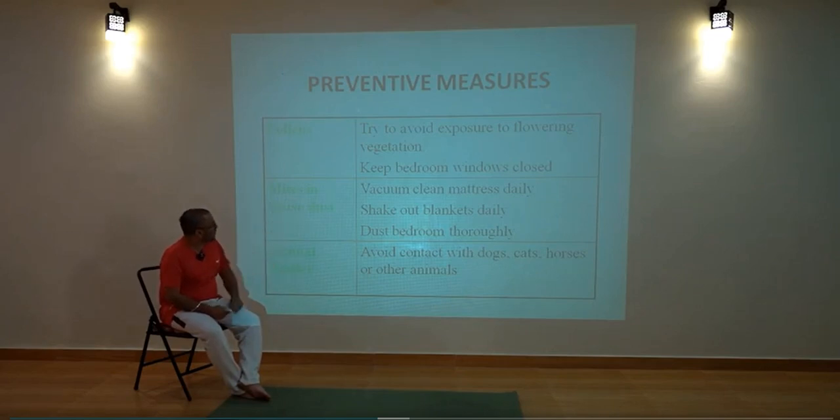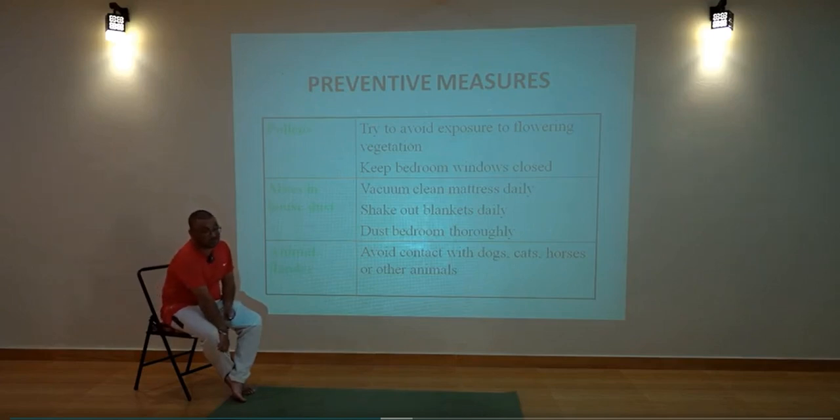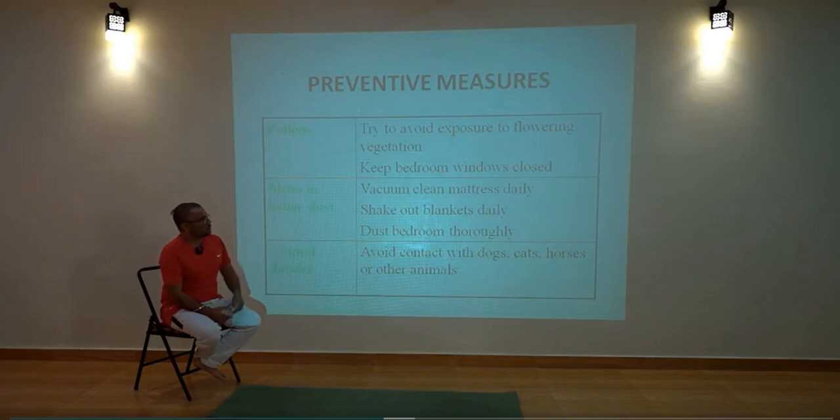Mites in house dust. Vacuum clean the mattress daily. Shake out blankets daily, so whatever dust exists there can easily get out. Mostly we have suggested that a person who has asthma needs not do this shaking. You can ask other people to shake them out, because that time it can also trigger an episodic asthmatic attack in your body. Dust the bedroom thoroughly, so keep the bedroom clean.